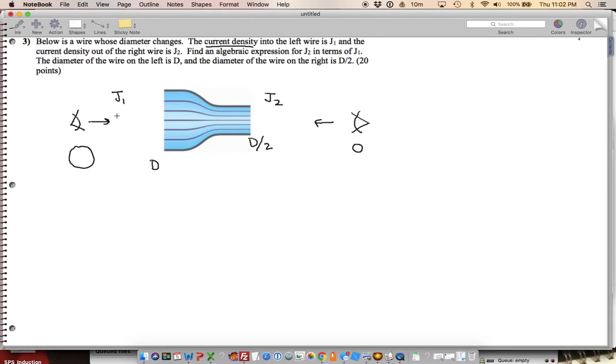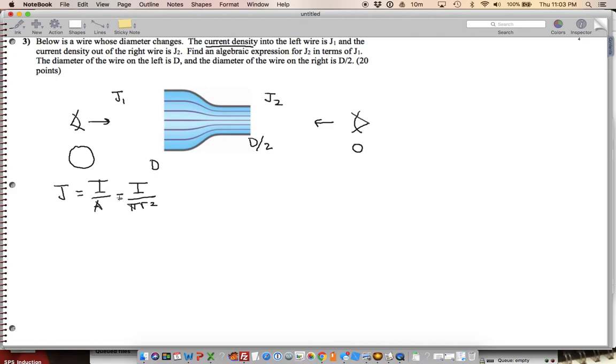And so when I think about current density, J is equal to the current, I, divided by the area. And that area is going to be equal to pi r squared. So J is equal to I over pi r squared. Okay, so for this side right here, let's just solve for I. One of the things I know about this wire is that the current coming in this side has to be the same as the current going out this side. So I on this side is equal to I on this side.